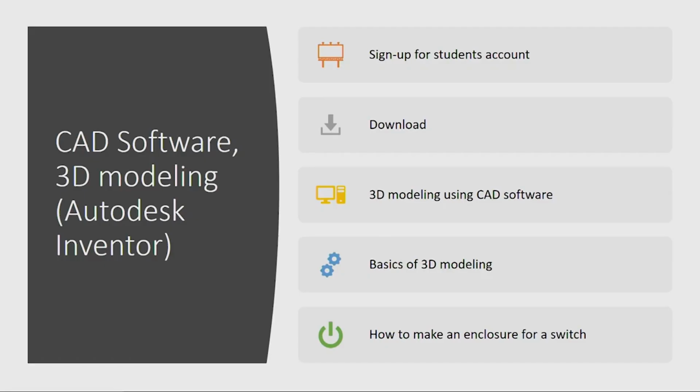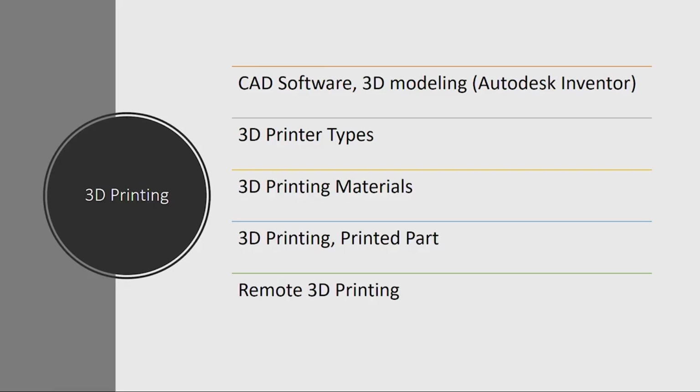In the last session, I explained about signing up for a student account in Autodesk Inventor, downloading it, and 3D modeling using CAD software. Here in the video I use Autodesk Inventor for that, the basics of modeling, the basics of Autodesk Inventor, how to use different options to create objects, and I explained most of the things using an example of an enclosure for a switch. So today I will be explaining about 3D printer types.